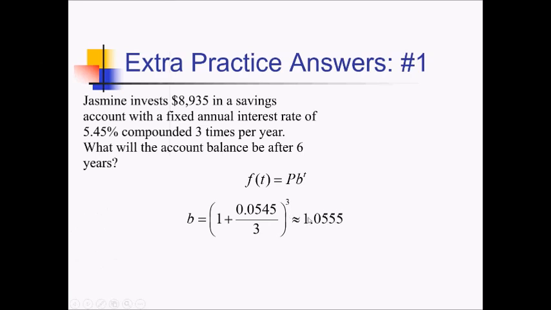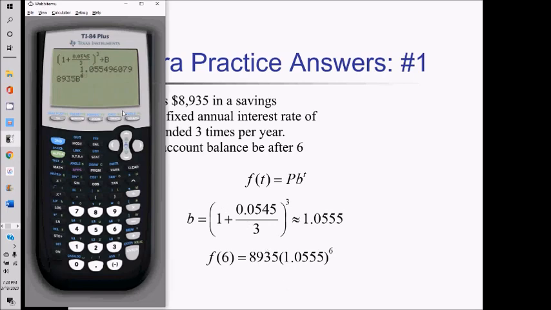Okay, so plugging everything in, we're doing f of 6 because we want this account balance after 6 years. Our principal, that was the $8,935 we started with. And then for the B value, we've got this value we just found, and again I'm using the true value on the calculator, raised to the power of 6, because 6 years. When I plug this in the calculator, I'm doing 8,935 times B, where I stored this value, raised to the power of 6. And that's going to come out to about $12,354.76.